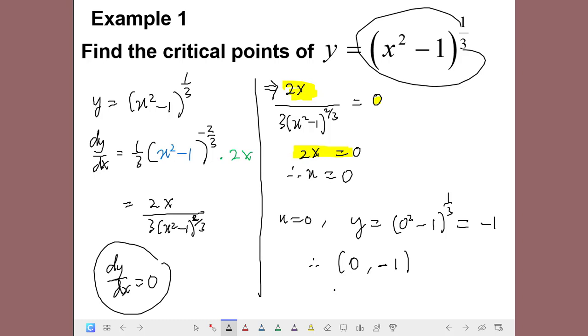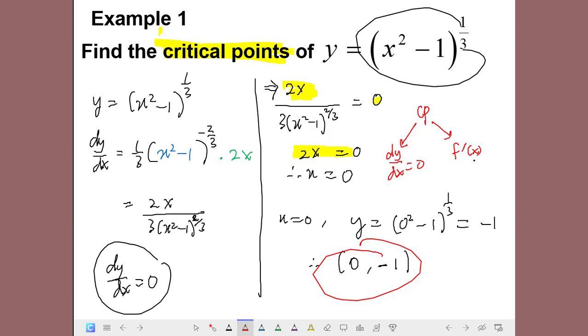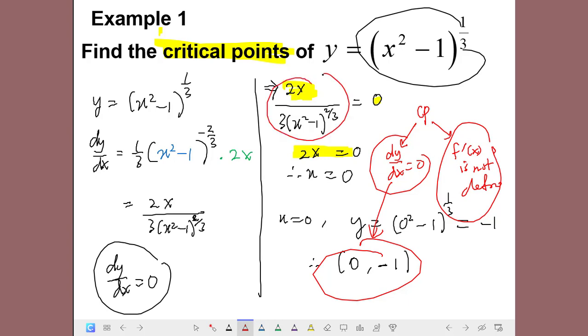The next step is, this is still not done, because we need to find the critical points. A critical point occurs when dy/dx is equal to 0, same as this, and also when f prime of x or dy/dx is not defined. The first part is already done, so to find the second part, take dy/dx. f prime of x is not defined when we consider the denominator equal to 0.